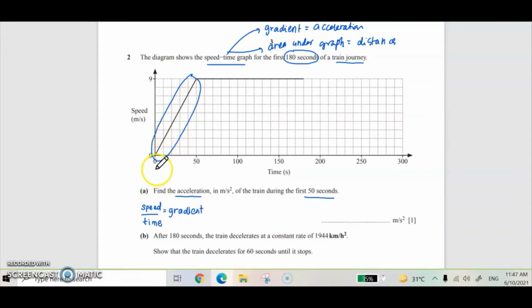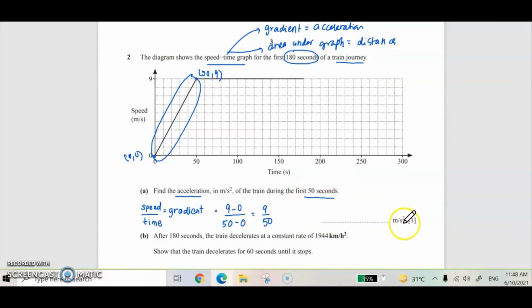You can clearly choose the point 0, 0, and the second one is 59. So we have 0, 0 and then 59. Gradient is equal to, okay, kita ambil y coordinates first. 9 minus 0 equate with 50 minus 0, so we get 9 over 50. Okay, that is the acceleration for the first 50 seconds.